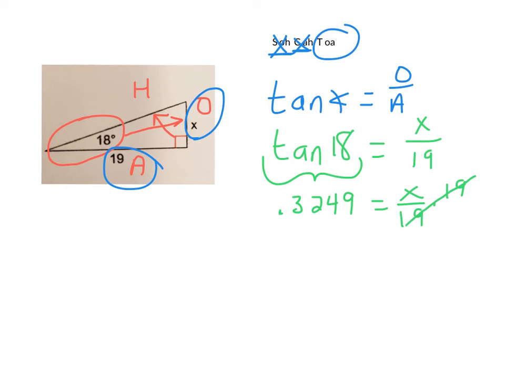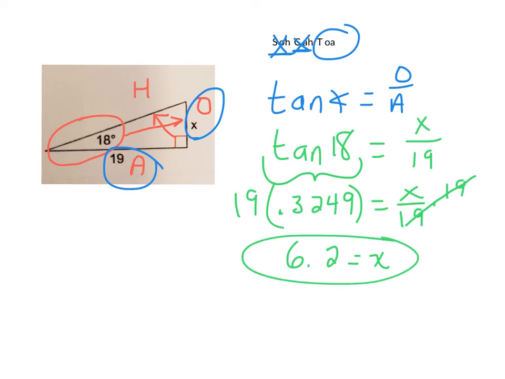If you're asked to show your work, show that. Come over here and show that I need to multiply by 19. And that will give me 6.17. So we'll just say 6.2 equals x. If we go back up and look at the problem, this is x.